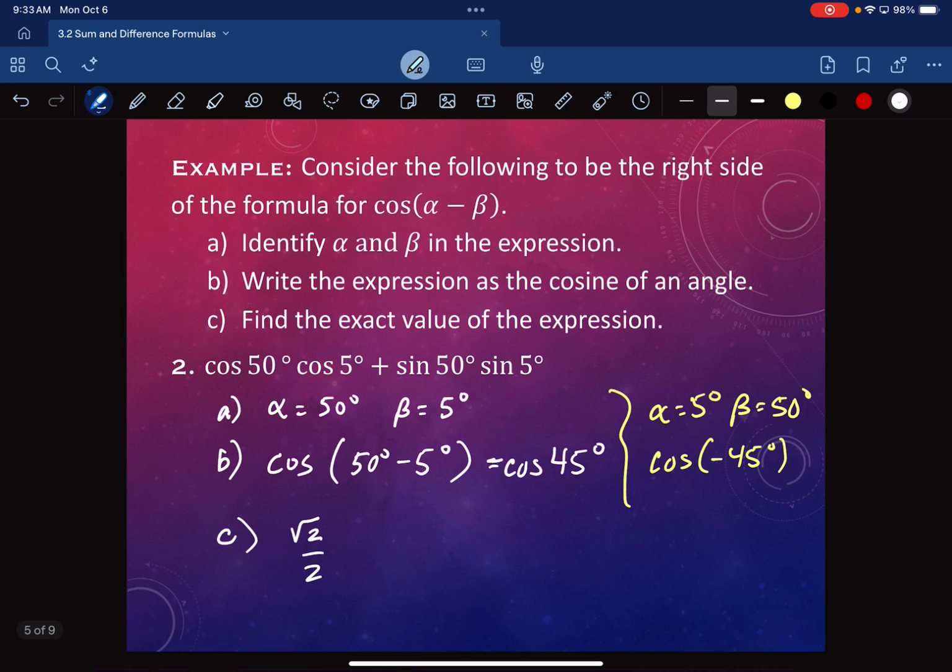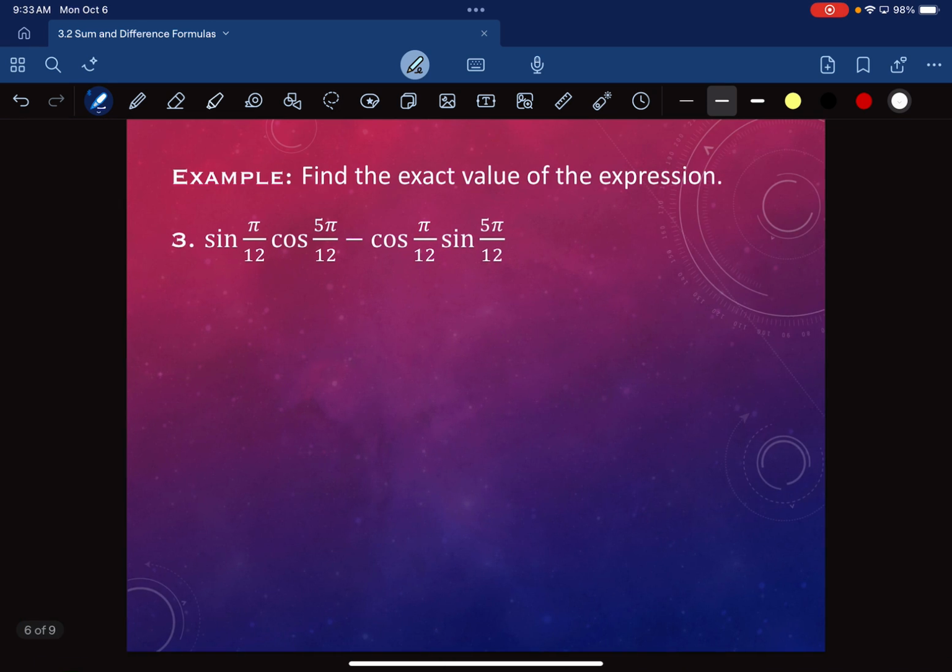Now, this one does not have the directions that this one did, A, B, and C. It doesn't say it in that way. But you kind of have to do it anyway, don't you? You have to identify what the angle measures are. They're pretty straightforward. That's not usually a big deal. But on this one, part B, where it says write the expression as a cosine of an angle, they told you this is going to be cosine of alpha minus beta, like they told you which one to go to, correct? This one doesn't tell you which one to go to. You have to figure that out.